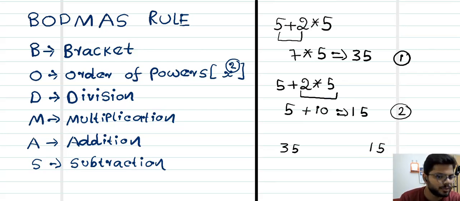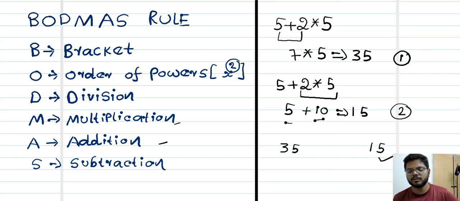What does the BODMAS rule specify? The BODMAS rule specifies that if there are multiple operations, first consider multiplication. Here multiplication comes after addition, but first consider multiplication. So 2 fives are 10. Now consider the addition operation. So 15. So the answer is 15 and it is not 35. So you can easily neglect the 35 and proceed with the answer 15.